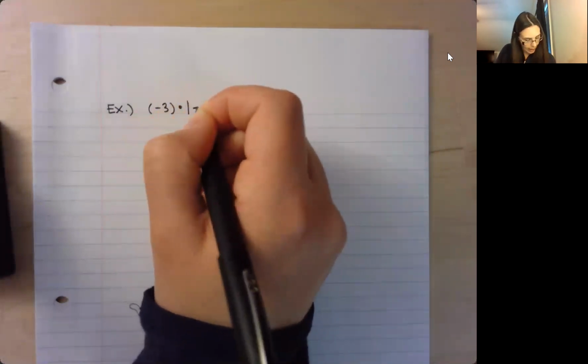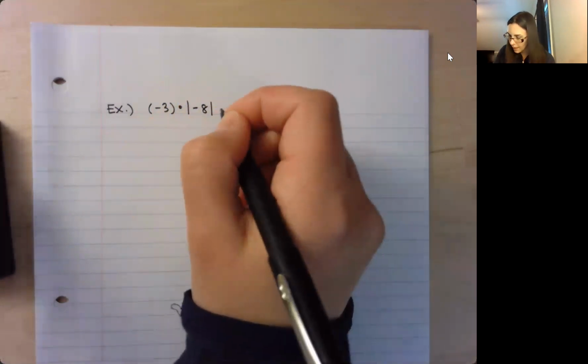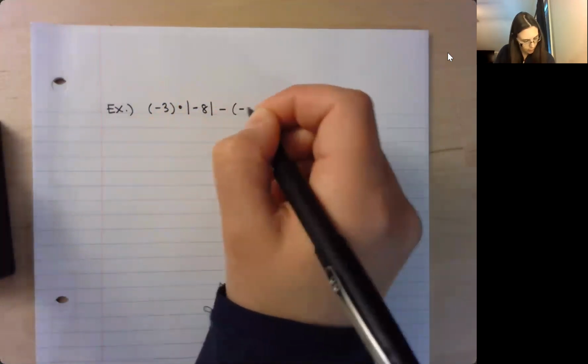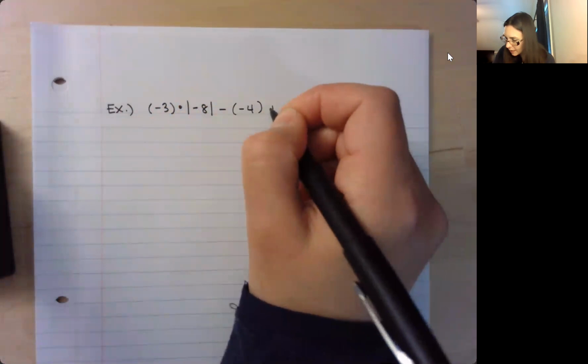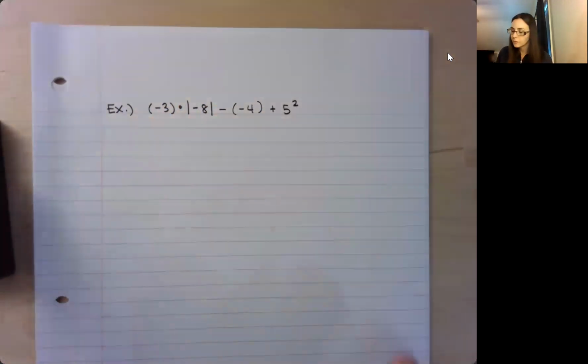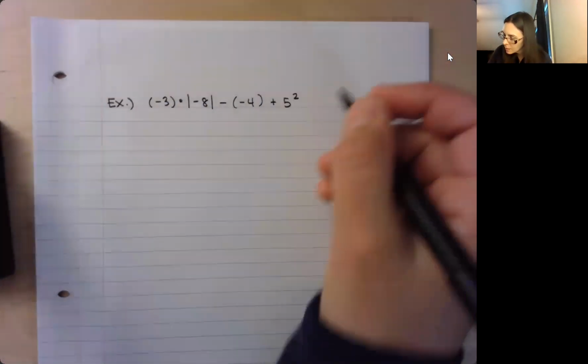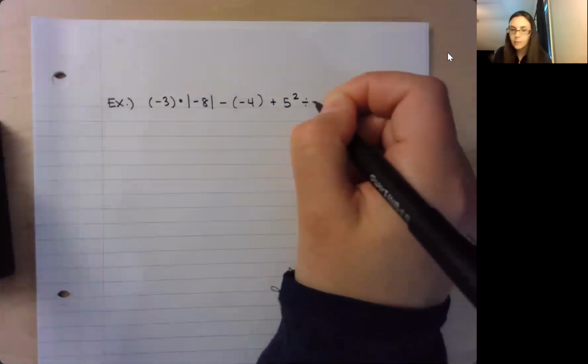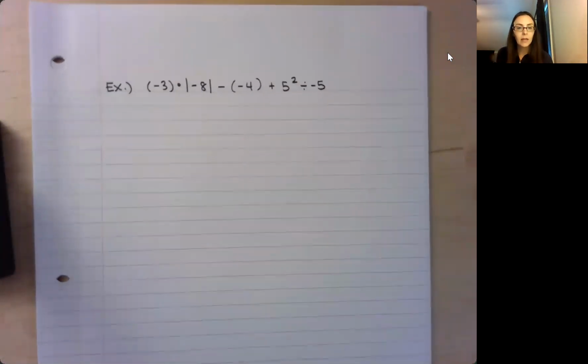I'm just going to do a couple more examples. And again, we could do hundreds of these, right? We're just kind of going through a few of them again. So let's do -3 times the absolute value of -8 minus -4 plus 5 squared, all right, divided by -5.